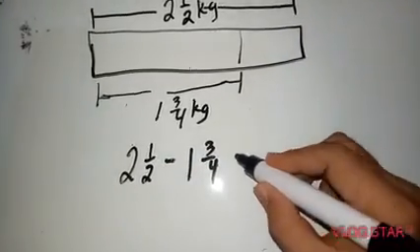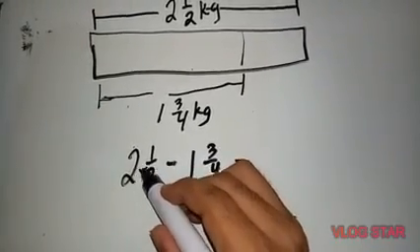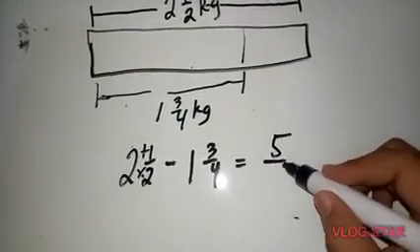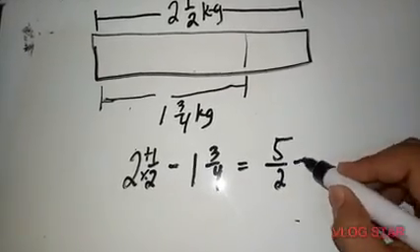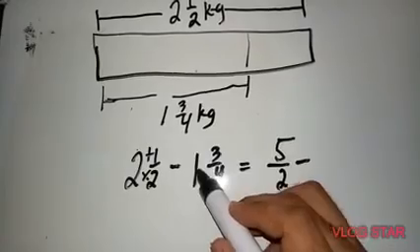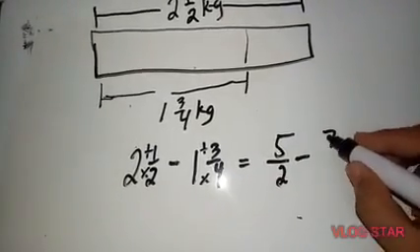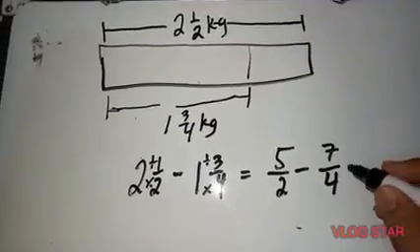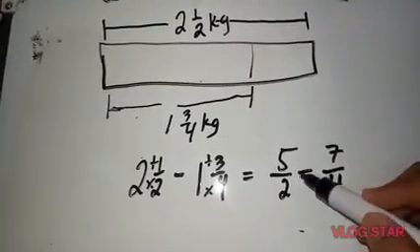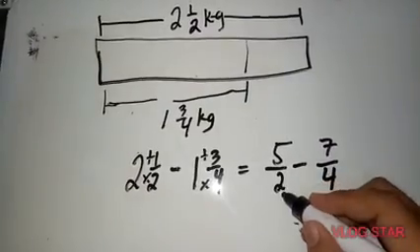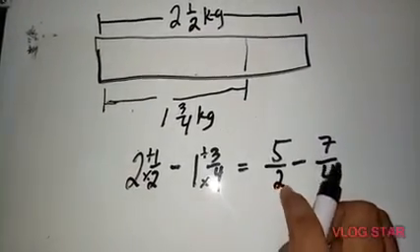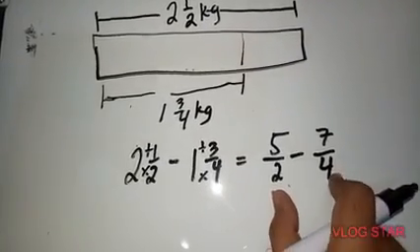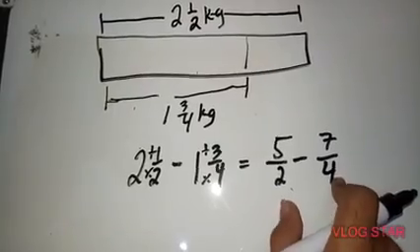So 2 and 1/2: 2 times 2 is 4 plus 1, the answer is 5. Then copy the denominator, which is 2. Minus 4 times 1 plus 3, 7 over 4. So 5/2 minus 7/4. Since they do not have the same denominator, we will convert these two fractions into equivalent fractions.